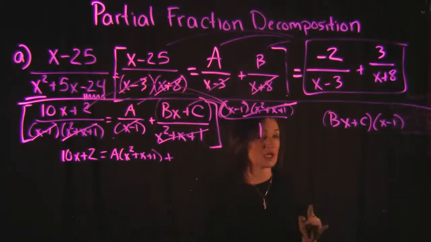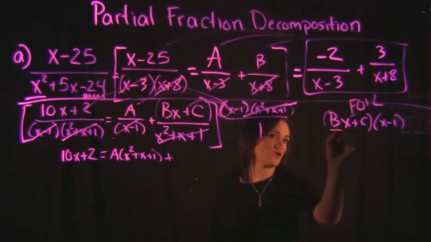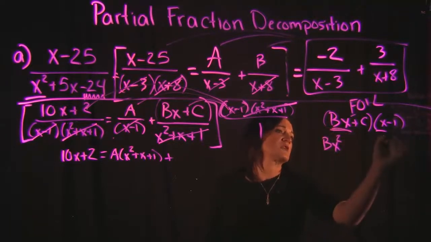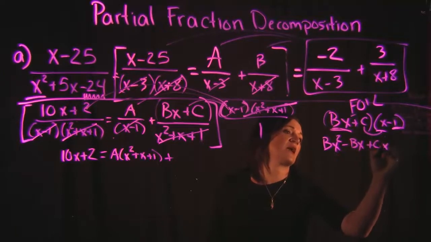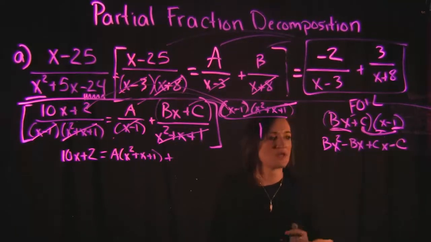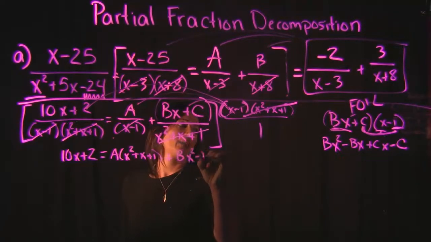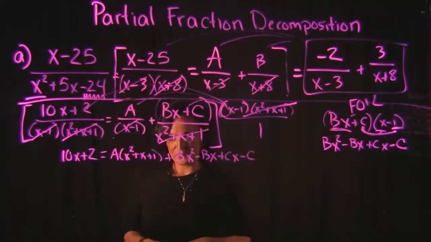Okay, so really quickly, I'm going to use the FOIL method to multiply this out. F stands for first, so that's bx times x, so that's bx squared. Then we do outside, bx times minus 1 is a negative bx. Inside is c times x. And then last is c times negative 1, so that gives us a negative c. So I'm just going to bring that right back over here with the rest of my equation.